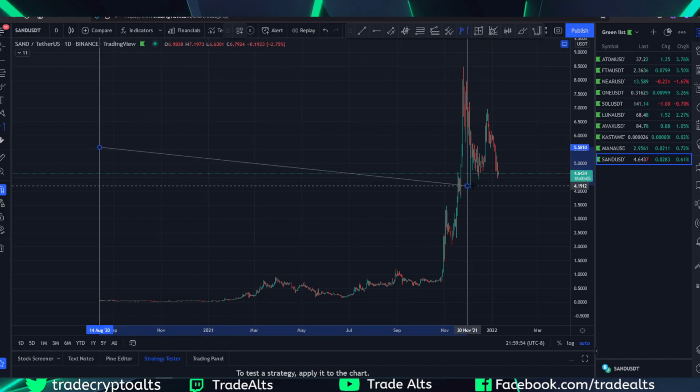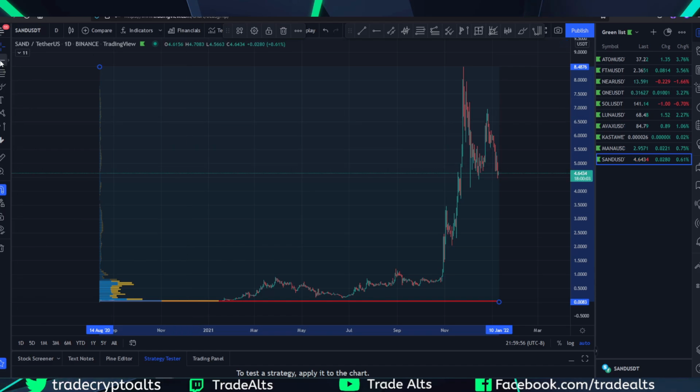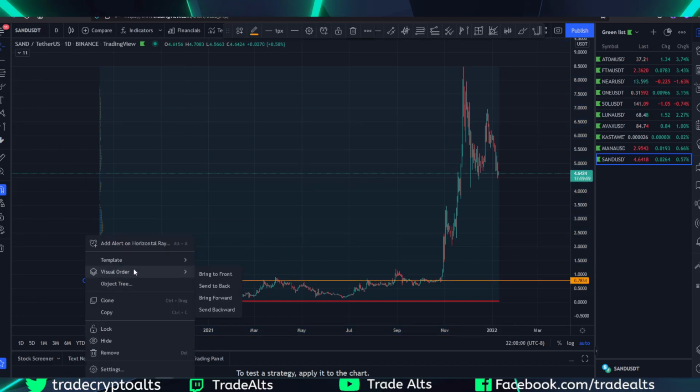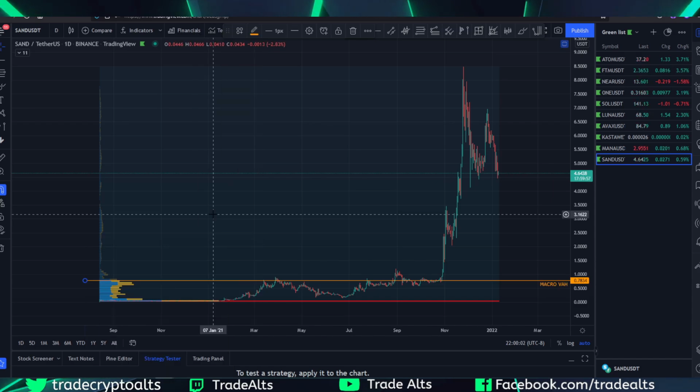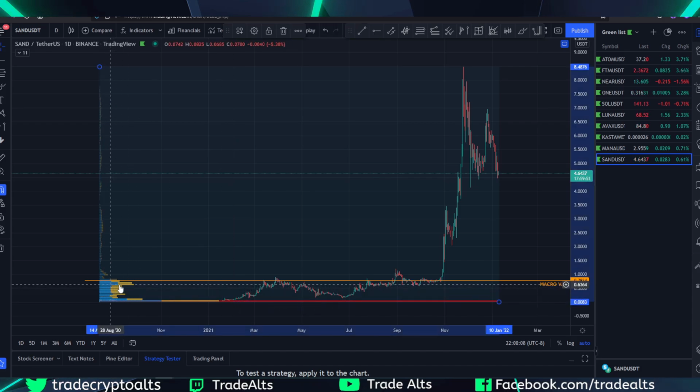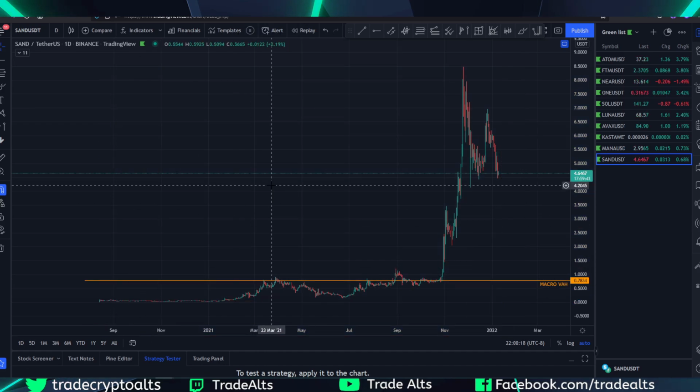Just do this real fast. Same thing here, so marking out my macro value areas. I'm not going to mark out the point of control because it's way down here. It's irrelevant, okay? Even your macro value area is obviously irrelevant from where price currently is. But if this crashes or keeps coming down, then yeah, it's going to be relevant. So that I will mark.